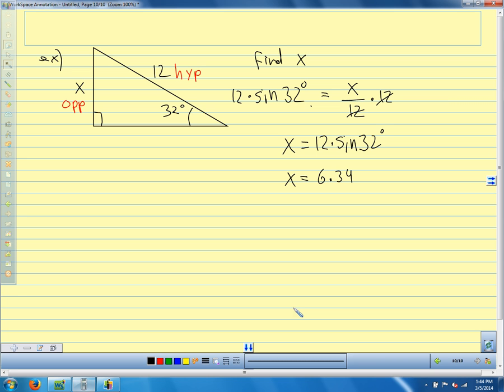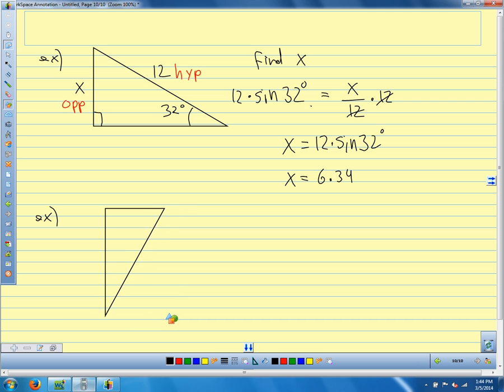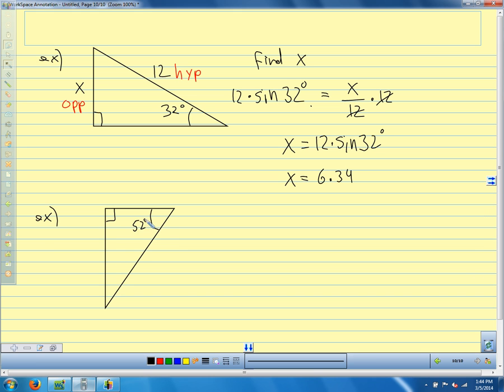Questions about what we did there? All right, let's look at another one. So here's my triangle for this problem. And we're going to say this is a 52 degree angle. And this is 8. And this is x. And we're trying to find x.